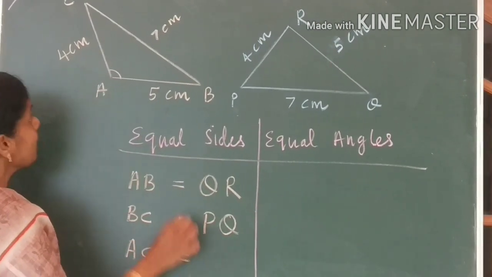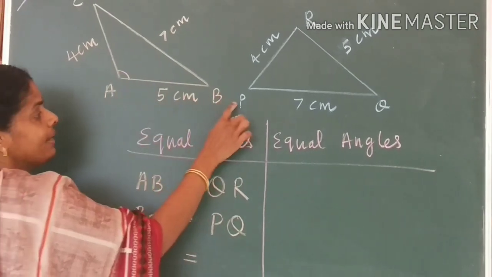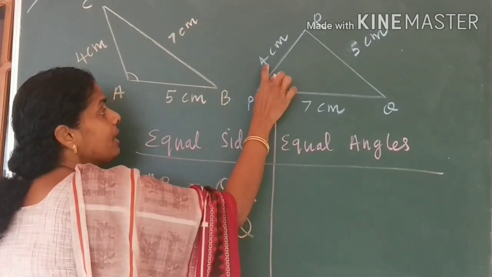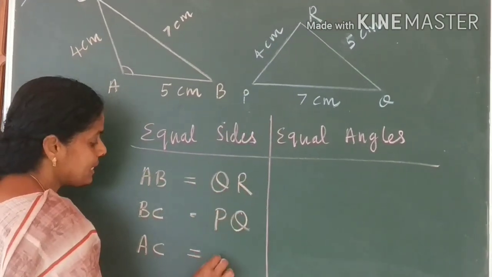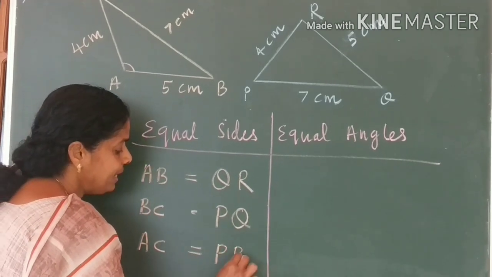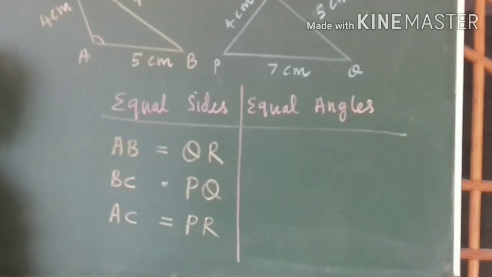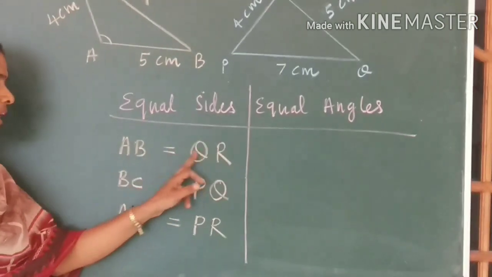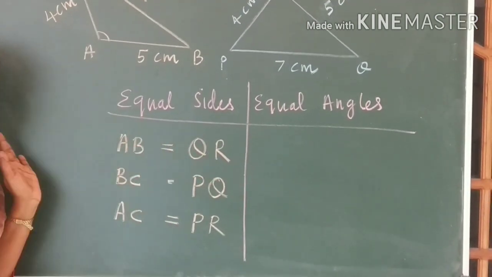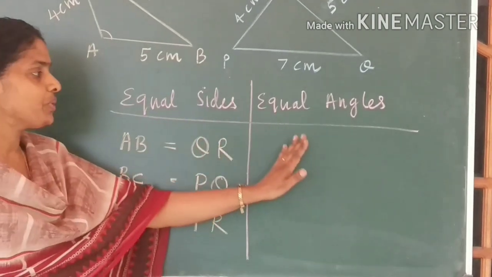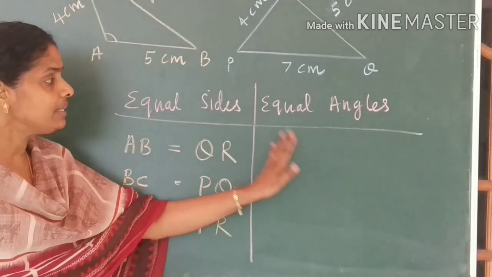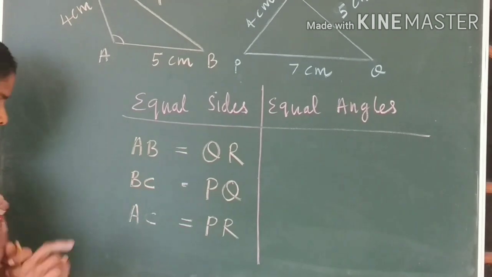AC is equal to 4 centimeter. Here PR is also equal to 4 centimeter. So I have to write here PR. Hope this idea is clear to you. I have written equal sides of both triangles. Now I am going to write equal angles of these triangles.